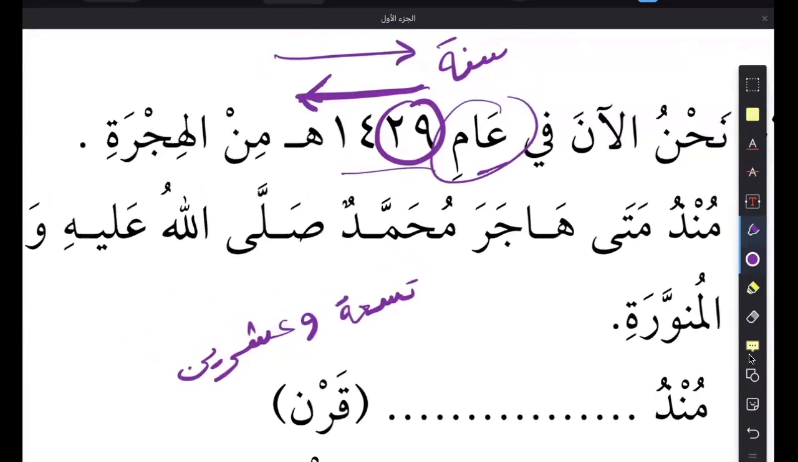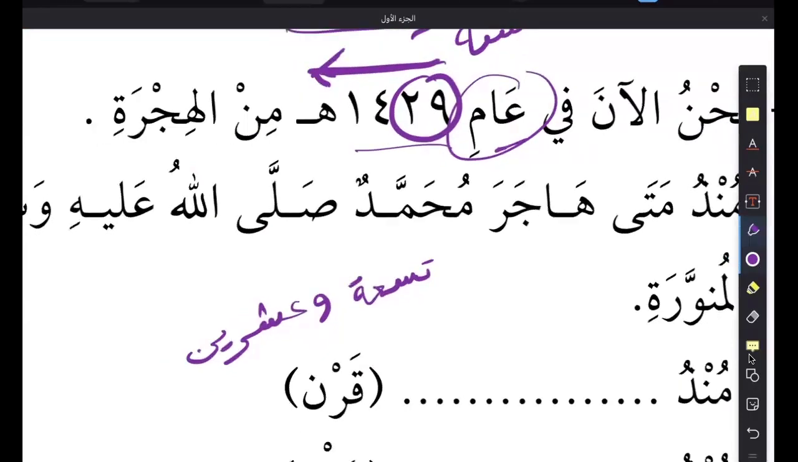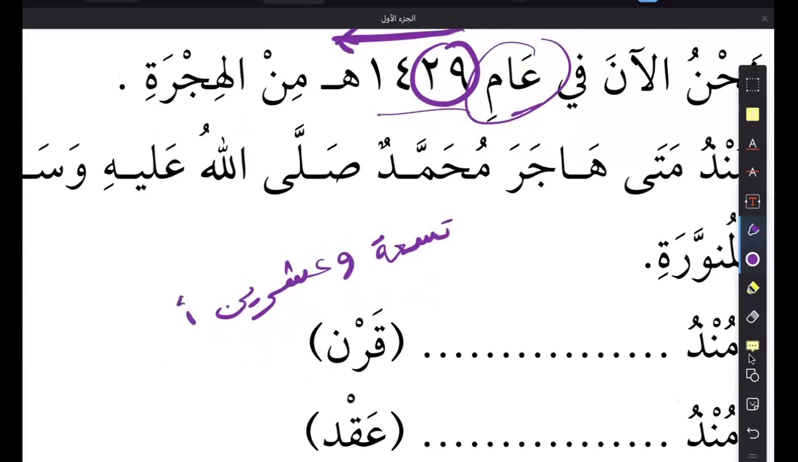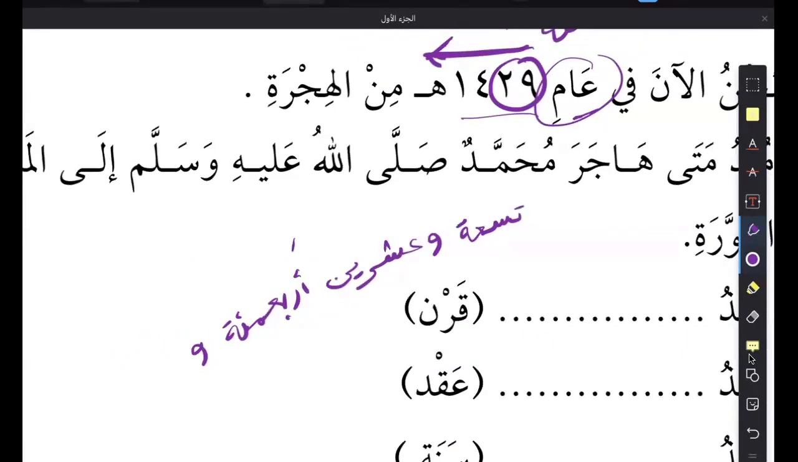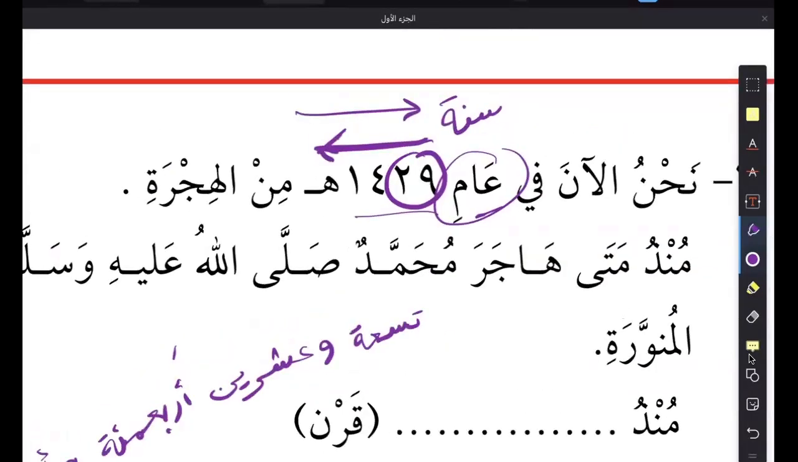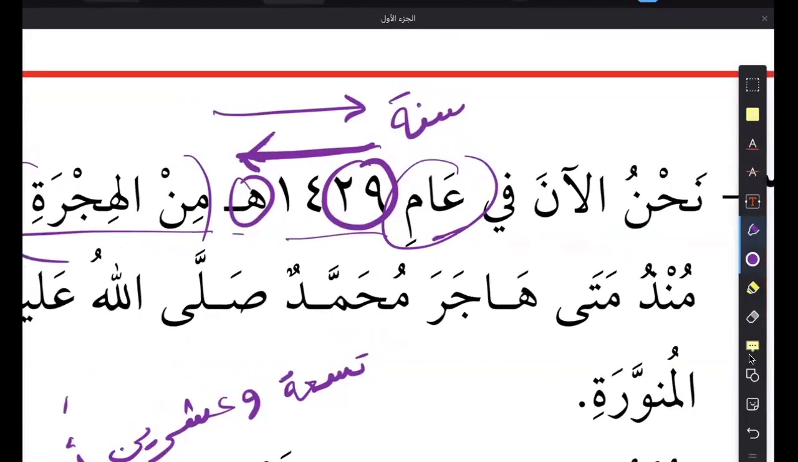Okay, then you say the 100. So this would be أربعمية. Okay, أربعمية وألف. ألف is 1,000. This ha represents Hijri. If you write this ha, you don't have to write min al Hijri, it's understood. Okay, and you can also read it the other way.